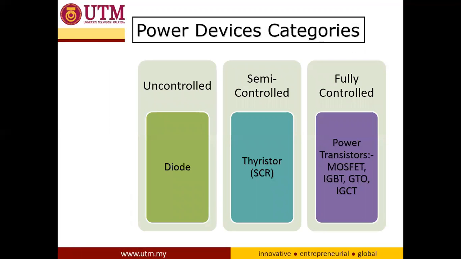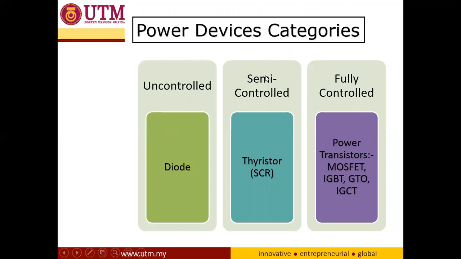And so we go to the power device categories. In power electronics, we categorize the devices into three. The first is uncontrolled, and the power device under this category is the diode. This means that we cannot control the diode to turn on or off. It actually depends on the circuit, whether it is in a forward bias or reverse bias condition.